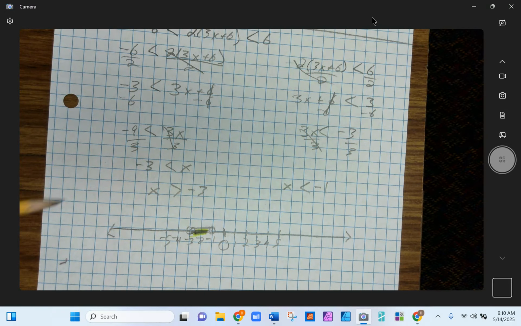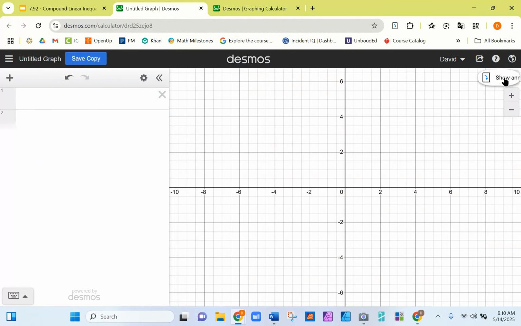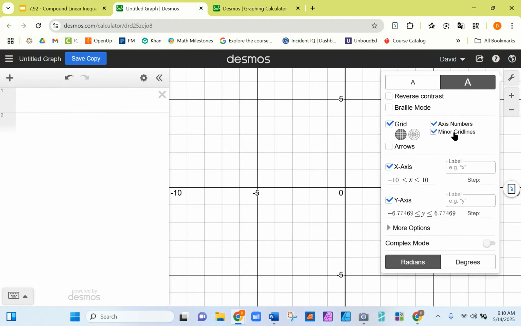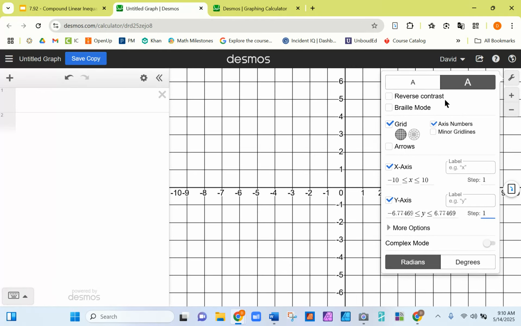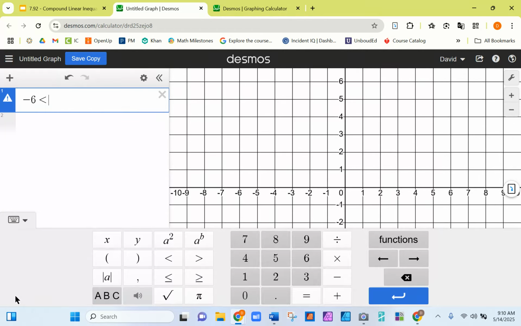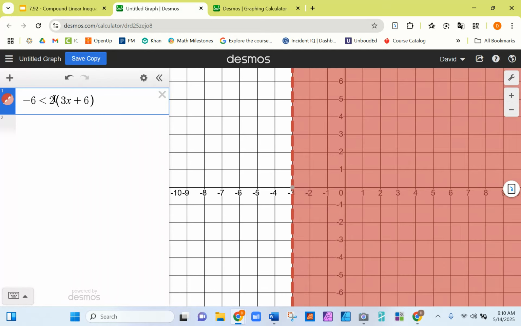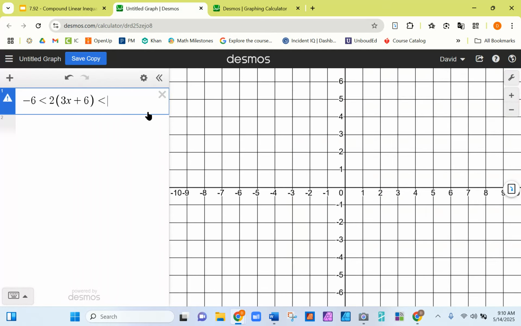I'm gonna pop this into Desmos and we'll see what it looks like. I wonder if I can do the whole inequality. Let's just start there. Like always, I go to the wrench, I make it bigger, I get rid of minor grid lines, and I change my scale or my step for the x-axis and y-axis to 1. I think I can just put the whole thing in here, right? For the inequality, you can do it on the keyboard or you can access it right here with the computer keyboard. 2, 3x plus 6. Yeah, there we go. And then I'll throw that in there, and it's 6.